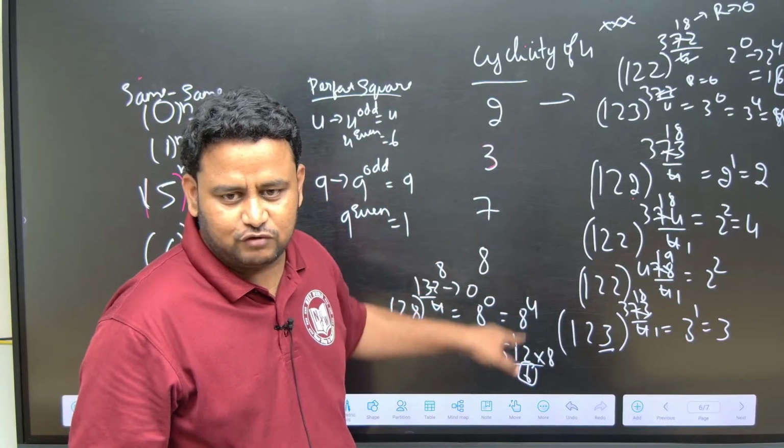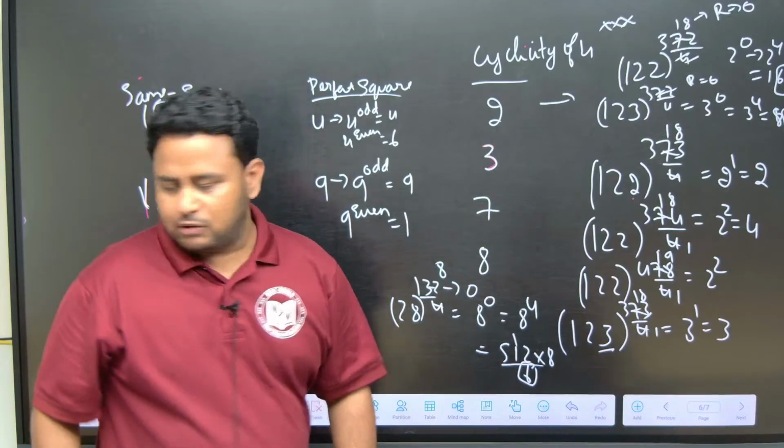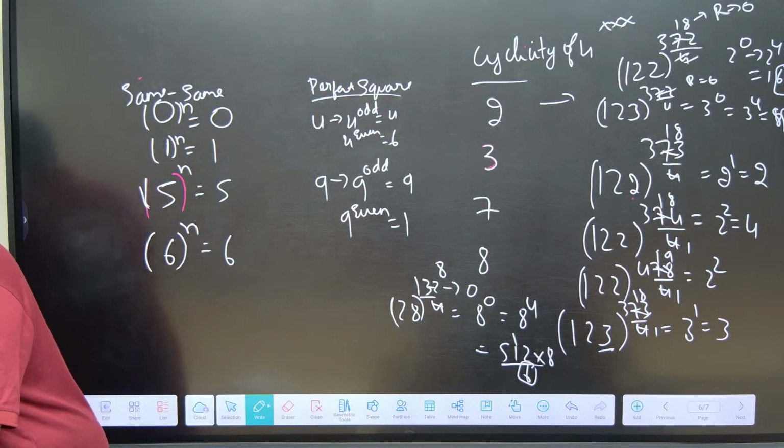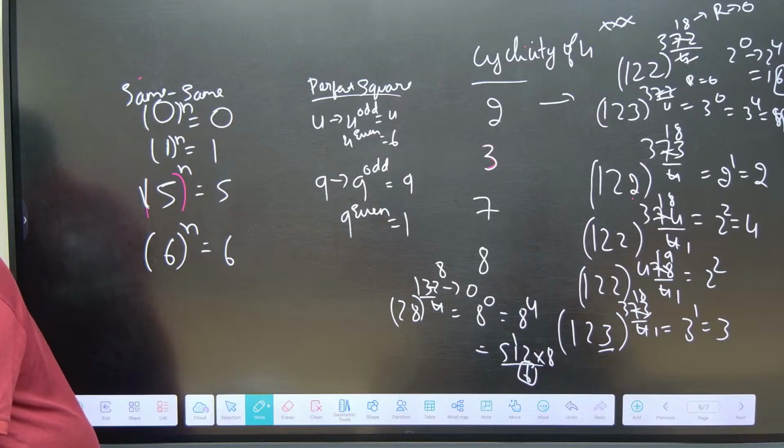So cyclicity of 4 questions, 2, 3, 7, 8. Now, before winding up, I will give you an examination based question that is asked in the examination coming to unit digit.